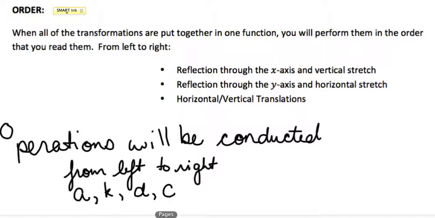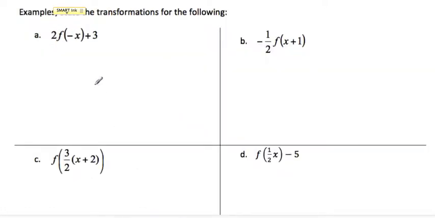Now we're going to try them. We're going to start first by just doing the description. Now remember, descriptions have to be done in specific ways. Okay? So with our first function that we have here, the A value is 2. 2 will imply that there is a vertical transformation of some kind. So we know it's vertical.